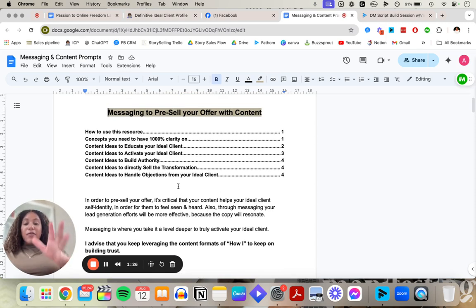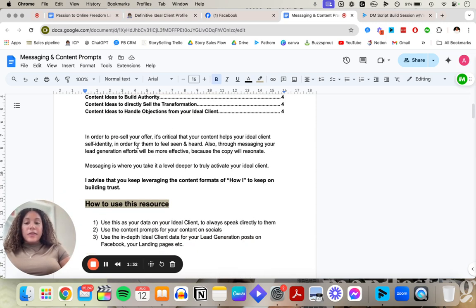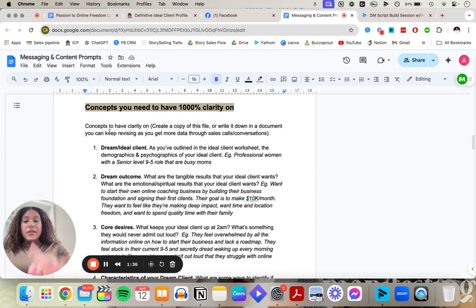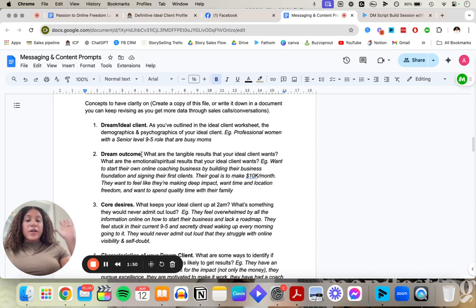So you have this document in your folder. And in this document, what you can see is it talks about how to use this resource. And the first thing is that you need to have 1,000% clarity on these concepts. So who is your ideal client? What are their characteristics? Are they like a professional woman working a 9 to 5? Are they a new female entrepreneur? Are they an experienced female entrepreneur that has scaled?